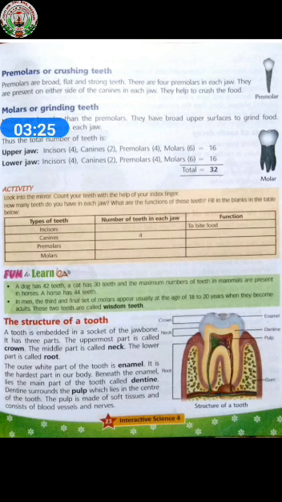Beneath the enamel lies the main part of the tooth called dentine. Dentine surrounds the pulp, which lies in the center of the tooth. The pulp is made of soft tissues and consists of blood vessels and nerves. See here, nerves and blood vessels are connected from the pulp. So, see the diagram.